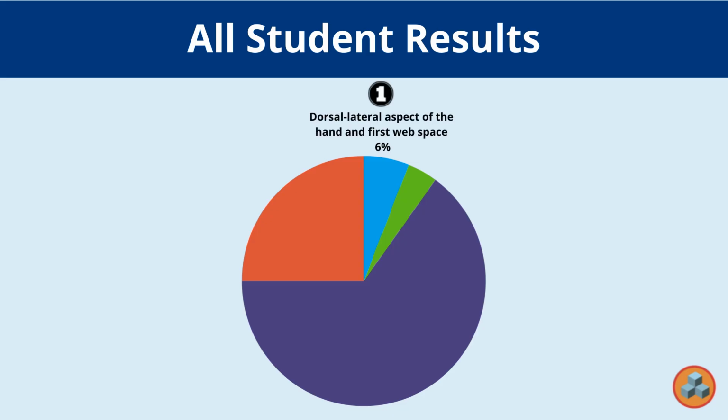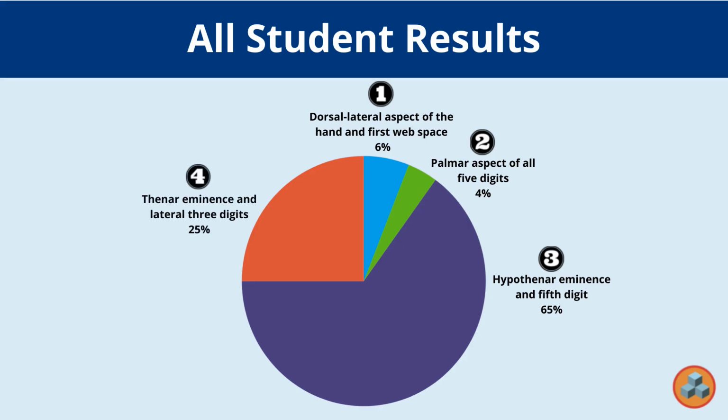6% of students selected option 1, dorsal-lateral aspect of the hand and first web space. 4% of students selected option 2, Palmar aspect of all 5 digits. 65% of students selected option 3, Hypothenar eminence and 5th digit, the correct response. 25% of students selected option 4, Thenar eminence and lateral 3 digits.